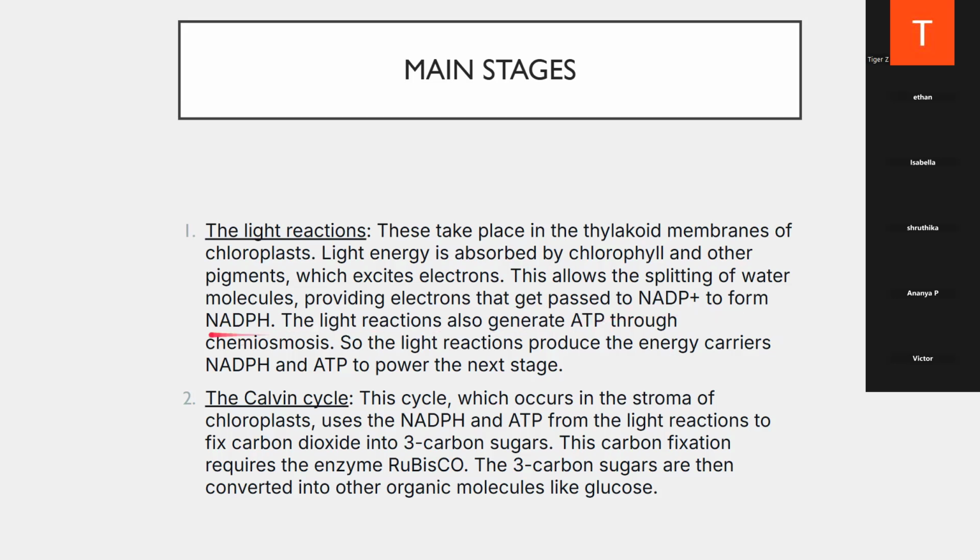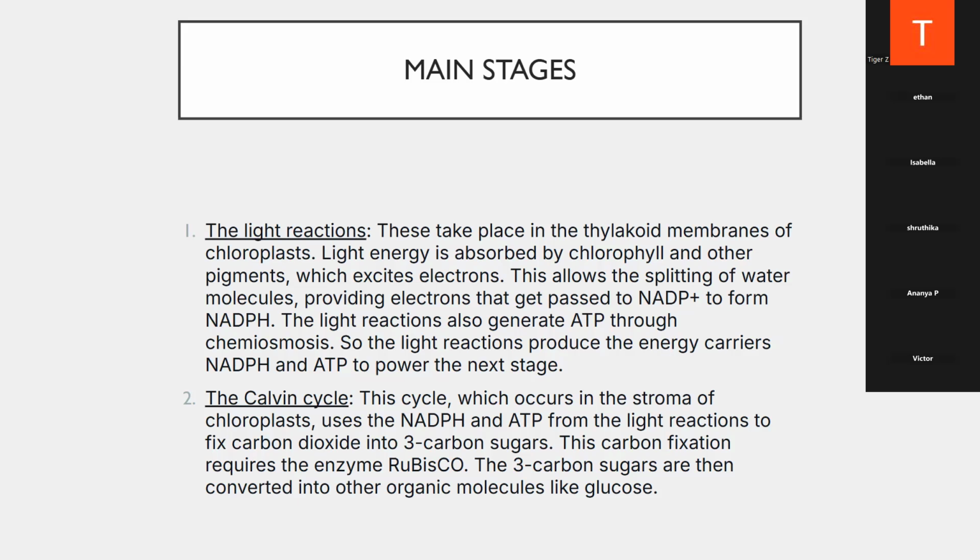And you guys might notice it looks a lot like NADH, the electron carrier that we've seen before in cellular respiration. They sound similar, but they are not the same and should not be confused. A way to remember this is just P for photosynthesis. So yeah. The light reactions also generate ATP through chemiosmosis. We learned about that in the cellular respiration lesson.